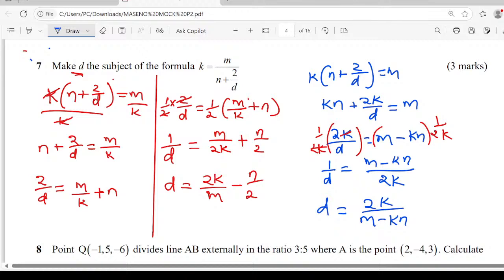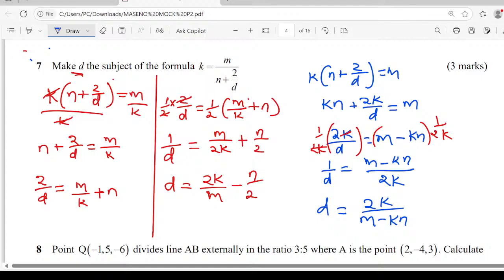So you can see with this question, it will depend on how you interpret it. As long as you are doing it very well, you might get different answers, but at long last, you should be getting the same thing. Because on my side here, you can also fast track. I multiplied by k, I divided by k through both sides, so I was left with n plus 2 over d being equal to mk.